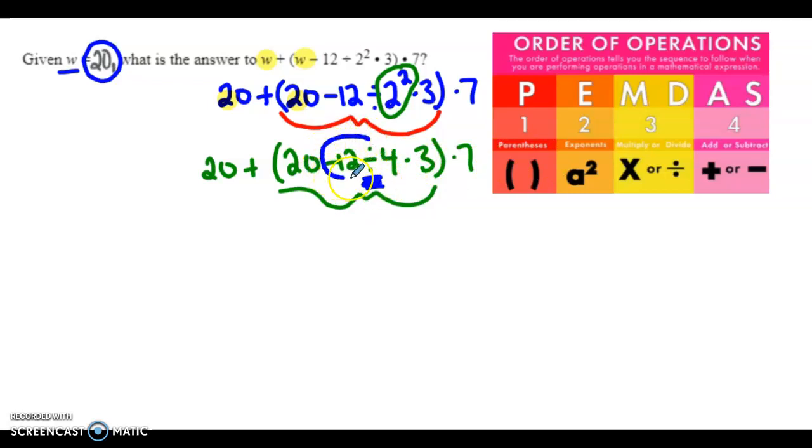I'm going to do negative 12 divided by 4. And negative 12 divided by 4 is a negative 3. And now I'm just going to write down everything else. Oops, I thought I changed colors. I don't know why it's not changing colors. Oh well, I tried.